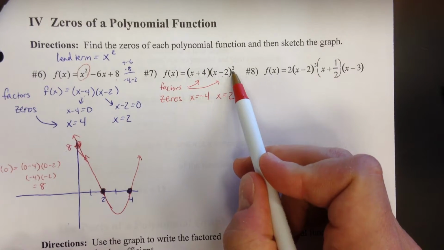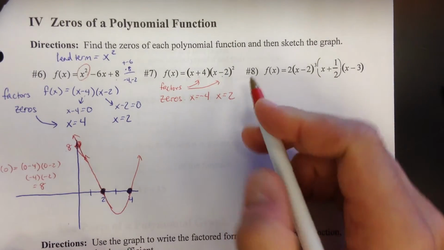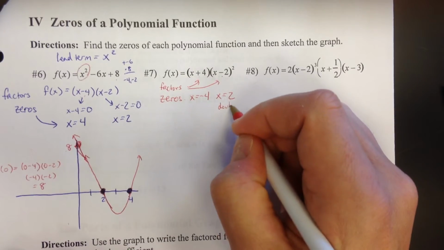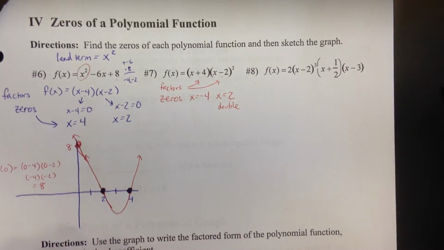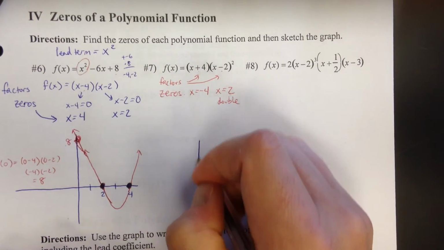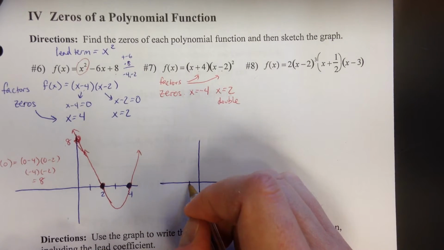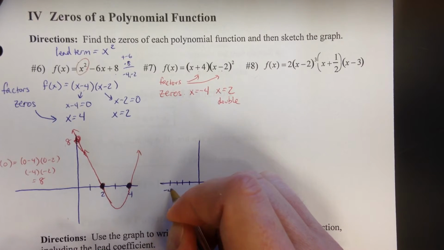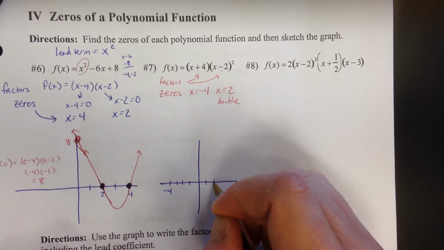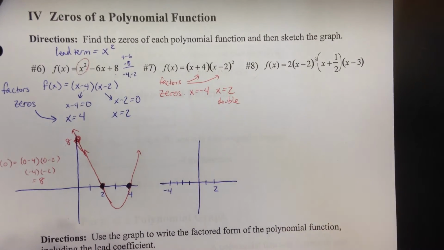Now notice that this one is a double 0. This is a double 0. So I'll show you what happens here in a second with that. Let's go ahead and draw our coordinate plane. I'm going to plot negative 4 on the x-axis. I'm going to plot positive 2 on the y-axis.